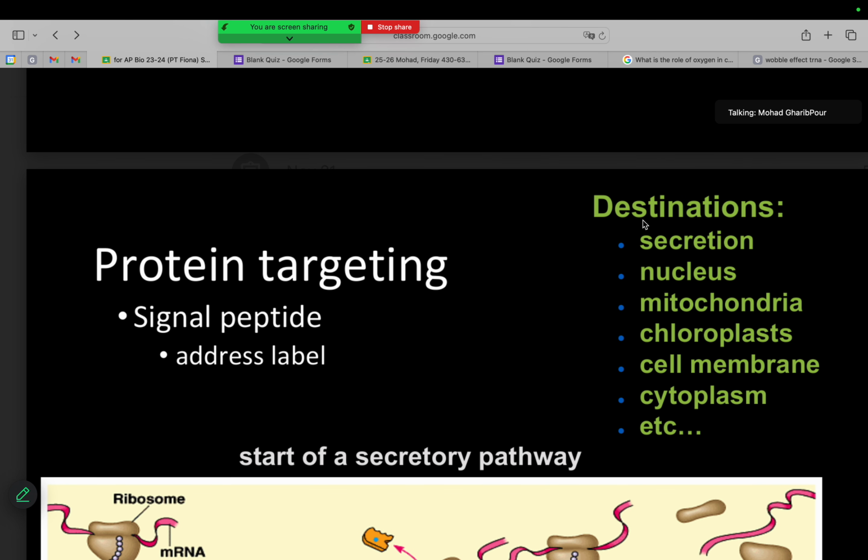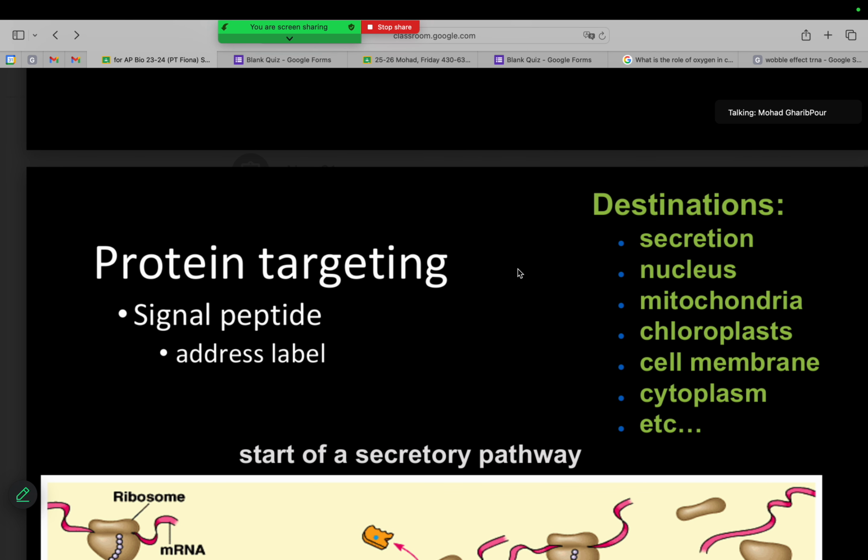So, protein targeting. We have different destinations for proteins. It's either going to be secreted, so it's extracellular. It's going to go in the nucleus, mitochondria, chloroplast, cell membrane, cytoplasm, etc.